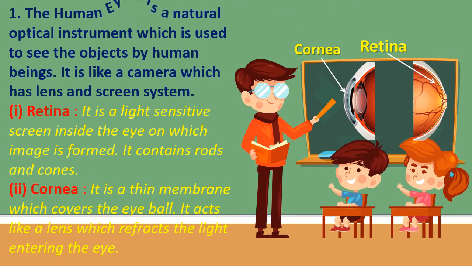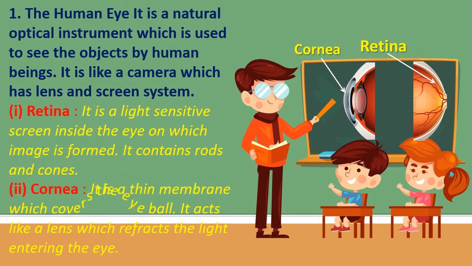1. The human eye. It is a natural optical instrument which is used to see the objects by human beings. It is like a camera which has a lens and screen system. Retina. It is a light-sensitive screen inside the eye on which the image is formed. It contains rods and cones.